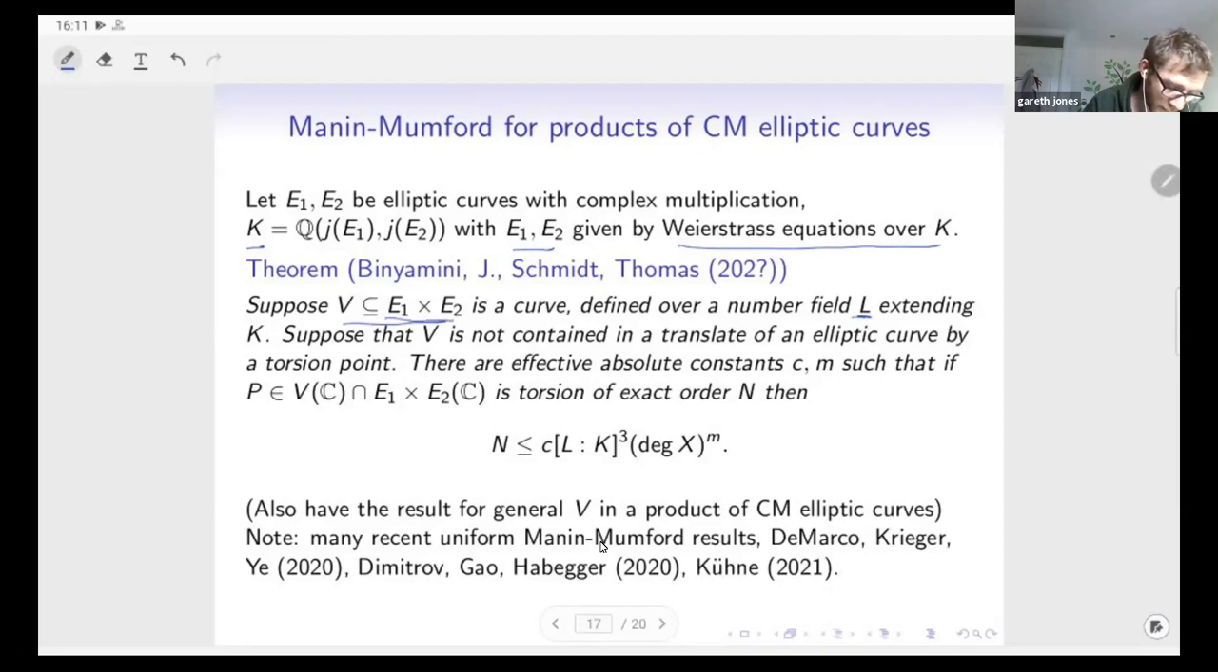Now, the Manin-Mumford conjecture is going to tell us about torsion points of this abelian variety that lie on the curve. And it's going to tell us that there are finitely many. So we have to assume something. And what we assume is that V is not contained in the translate of an elliptic curve by a torsion point. So under that assumption, there are effective constants, C and M, which don't depend on anything. So if I have a point P lying on my curve, and it's torsion of order n, then the n is bounded in terms of the degree of L over K and the degree of the curve V.